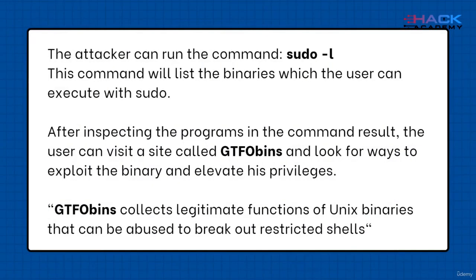The attacker can run the command sudo -l. This command will list the binaries which the user can execute with sudo. After inspecting the programs in the command result, the user can visit a site called GTFOBins and look for ways to exploit the binary and elevate his privileges. GTFOBins collects legitimate functions of Unix binaries that can be abused to break out of restricted shells.